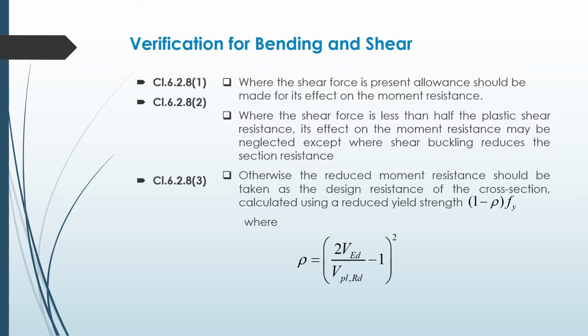Otherwise, as per clause 6.2.8(3), a reduced moment of resistance shall be taken as the design resistance, which shall be computed based on a reduced yield strength, given by (1 minus rho) into f_y, where the factor rho shall be computed based on the design shear force and the plastic shear resistance as rho equal to (2 V_Ed by V_pl,Rd minus 1) the whole squared.